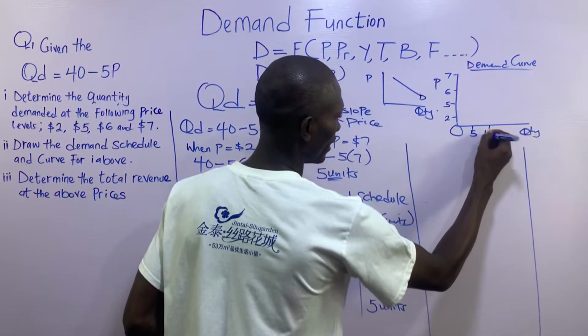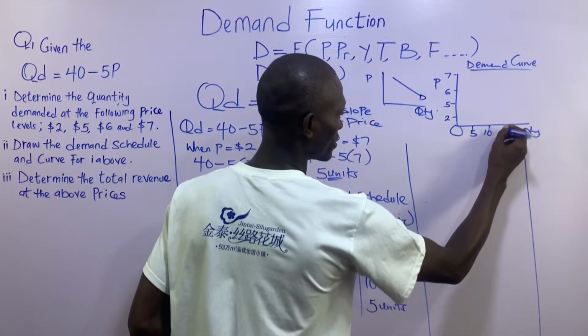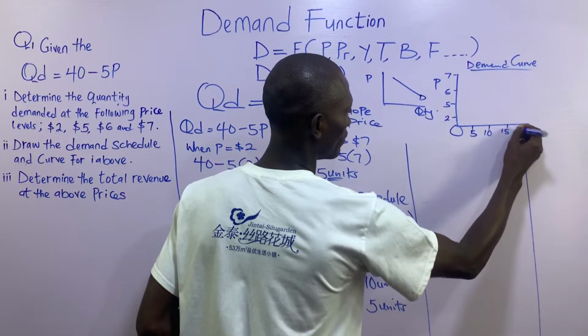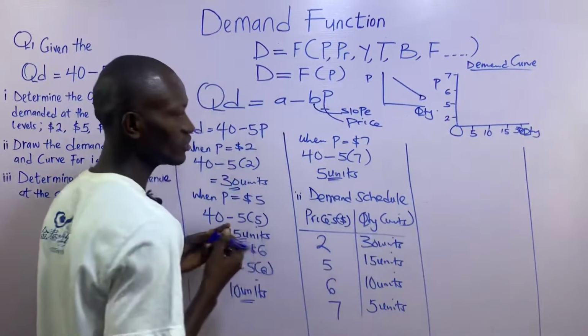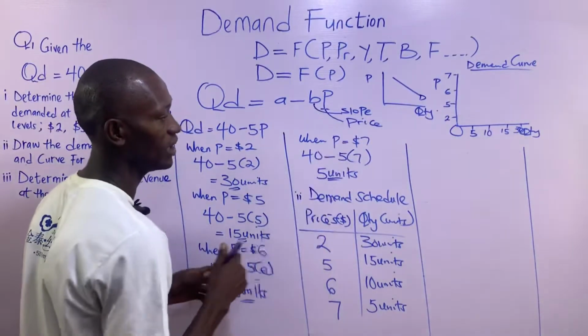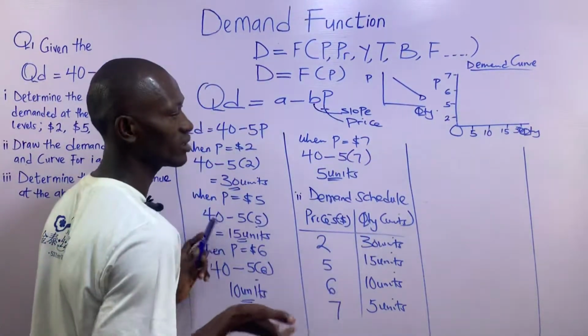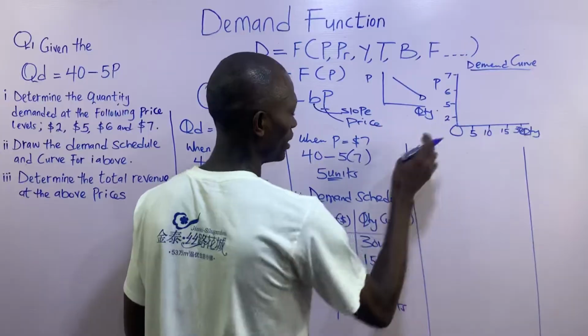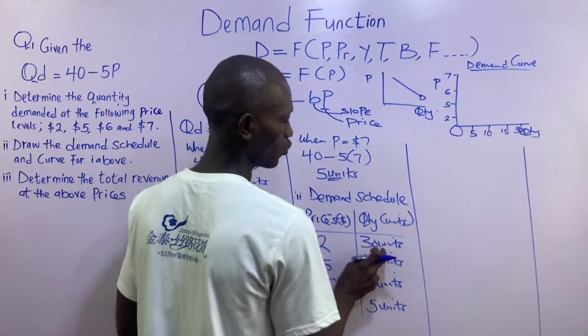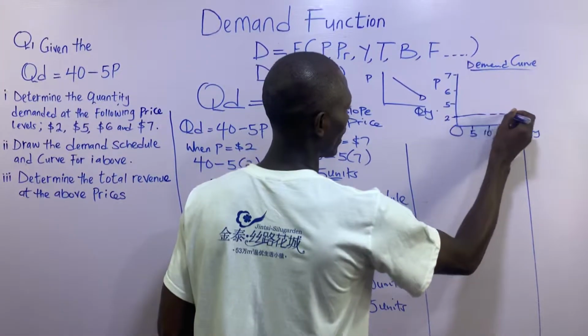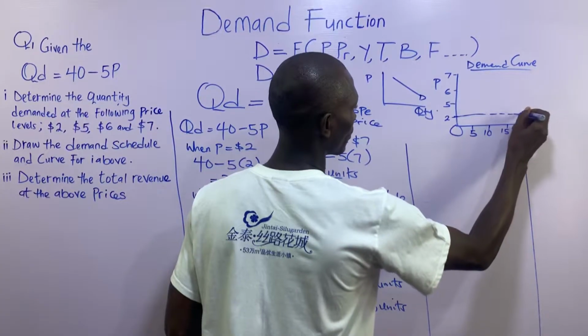We have 10. We have 15. And we have 30. Hope you all can see from there. So let's plot the price against the quantity demanded. When P is 2, quantity demanded is 30. So we have 2, 30.